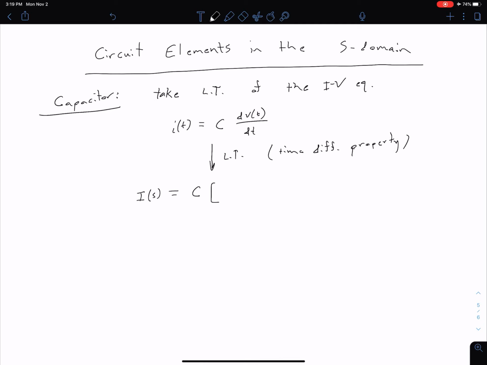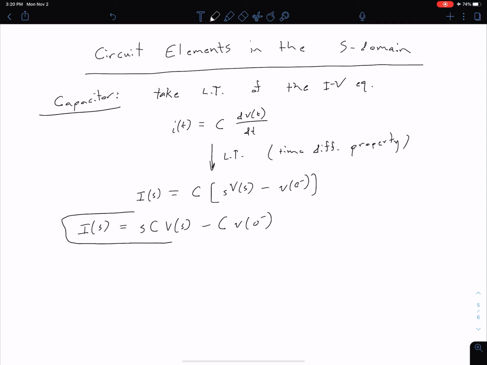Our time differentiation property says dv/dt becomes s times capital V(s) minus lowercase v(0-). So similar to what we saw with the inductor, our capital V(s) is our Laplace transform of lowercase v(t), and our lowercase v at 0 minus is a time domain value. So multiplying that C through, we can see that our I(s) is equal to sC times V(s) minus C times our lowercase v(0-).